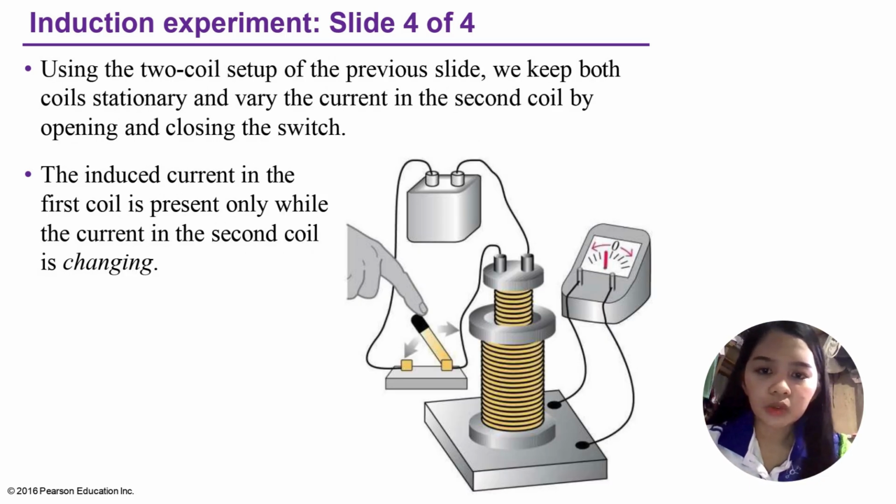Here, using the two-coil setup of the previous slide, we keep both coils stationary and vary the current in the second coil by opening and closing the switch. The induced current in the first coil is present only while the current in the second coil is changing.